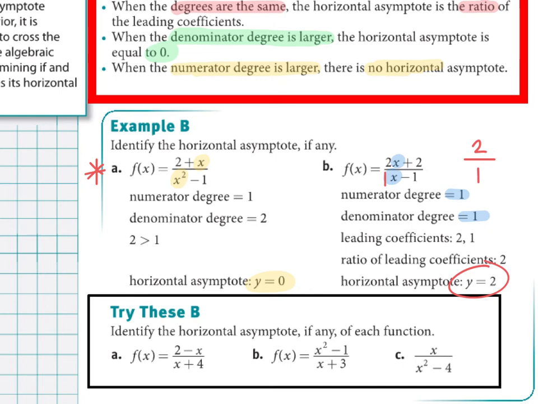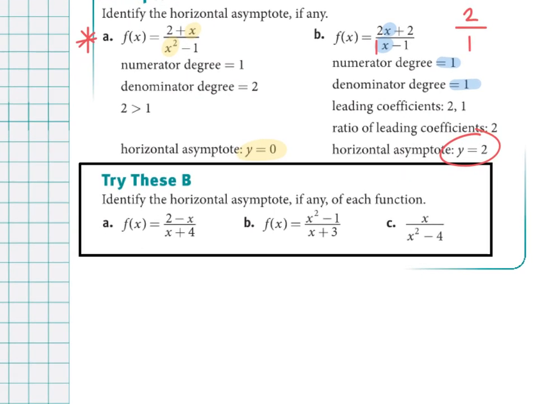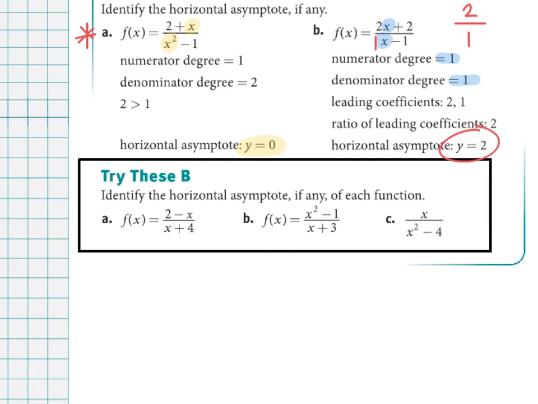Okay, let's just do these last couple real quick, just as a review. So example A, we have a first degree in the numerator, first degree in the denominator, so I'm thinking ratio of the coefficients. The numerator is a negative 1x, so this ratio would be negative 1. The denominator is positive 1. Negative 1 over 1 is a horizontal asymptote at negative 1.